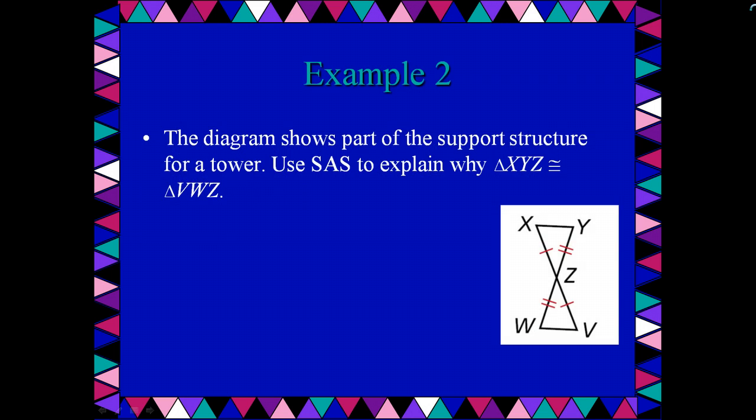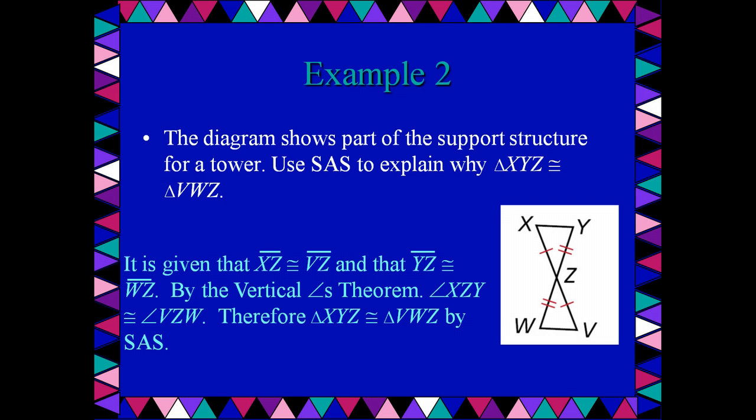The diagram shows part of the support structure for a tower. Use side, angle, side congruence to explain why triangle XYZ is congruent to triangle VWZ. If we look at our picture, we have XZ and VZ are congruent, and WZ and YZ are congruent. So we have two sides. And if we look at the angles at Z, they are vertical angles. So we know those are also congruent.